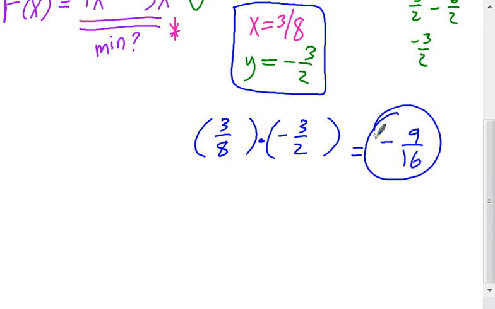So when I was doing guess and check, I was able to get some positive number. I was able to get it smaller. But the smallest value that this function has is actually a negative quantity, and it happens to be negative 9/16. And that's the minimum.